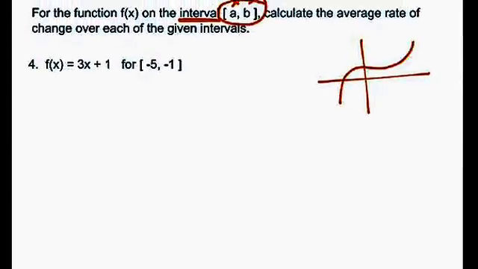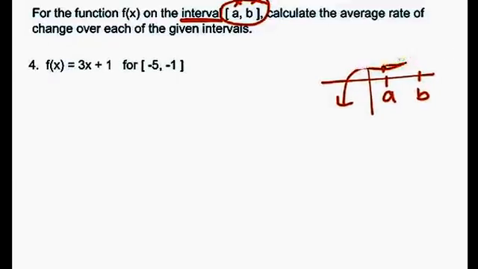So if you were looking at a graph, it would be something like this. From this point at x equals a to this point at x equals b, I want you to find the average rate of change. Okay? Now remember, all of the intervals we've been doing have been pieces of the domain. We're always focusing only on the x values. Okay, I'm going to erase my little graph.